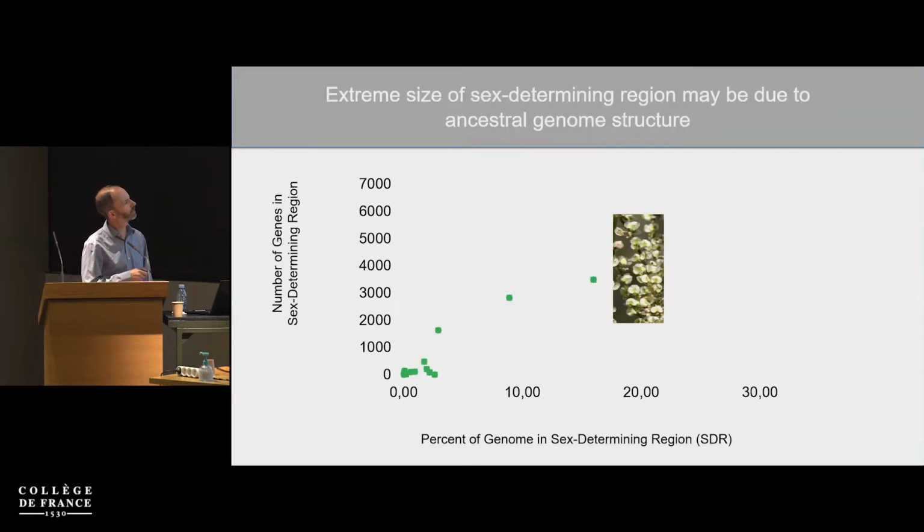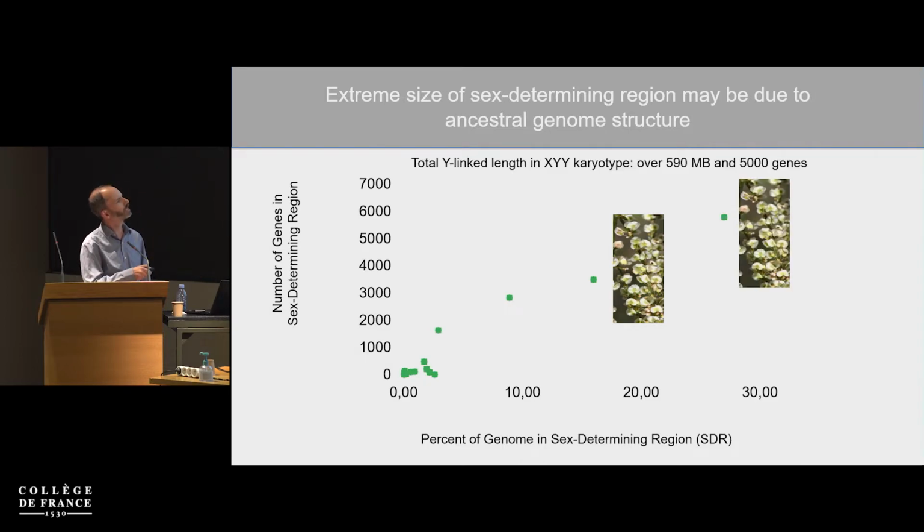Now, if we put Rumex on this scale, in fact, Rumex has a much larger fraction of the genome tied up in the sex-determining region with thousands of genes involved. And when we look at the neo-sex chromosome, that's even gotten larger. So we have up to about 20% of the genome, and again, thousands of genes tied up in these regions of very low recombination. With our assembled Y chromosome, the total length is over 600 megabases, and we have over 5,000 genes in this region.